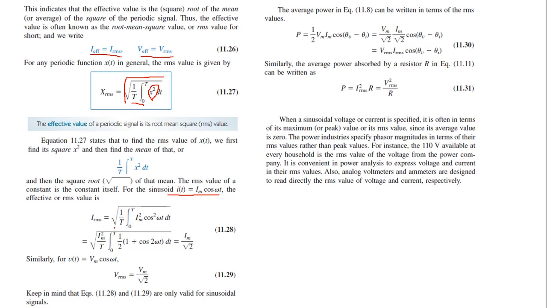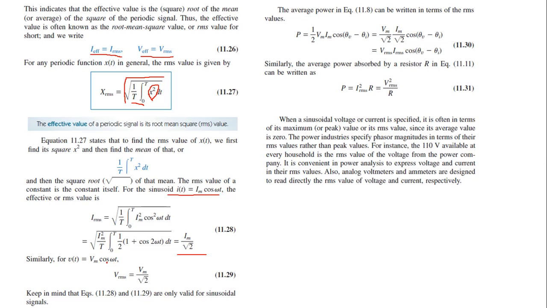The formula is IRMS equals root of 1 by T integral 0 to T I square dt, right? So substitute the value of I here. I square is Im square cos square omega t into dt. This cos square omega t is written as (1 plus cos 2 omega t) by 2. Simplifying this, we get IRMS equal to Im by root 2, where Im is the maximum value.